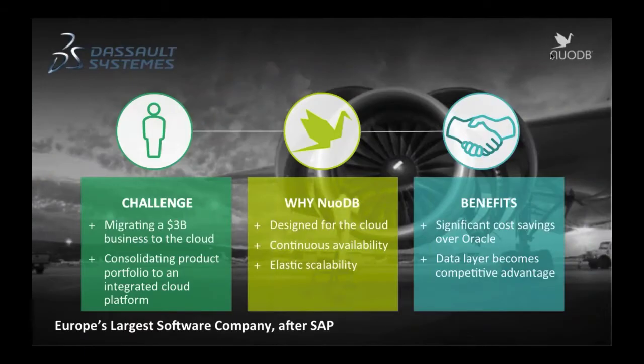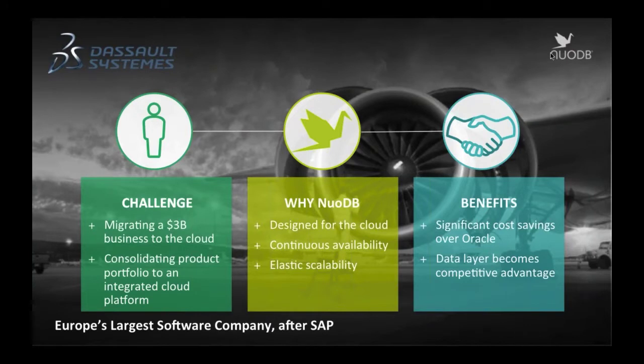So just a quick overview of a couple of our customers using NuoDB and why they're using NuoDB. So the first customer we're going to go through is Dassault Systems. Dassault Systems is the largest software company in Europe after SAP. They are a PLM CAD/CAM system, so large manufacturers like Boeing and car manufacturers use Dassault Systems software to engineer their components and their products. They have traditionally been an on-premises software vendor, so they had software that they would sell to customers, and customers would then deploy it on their own premises with a database of their choice.